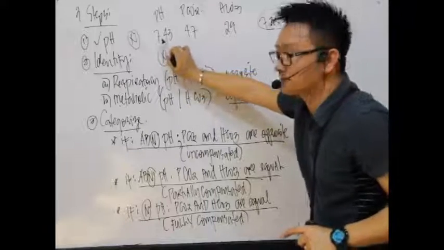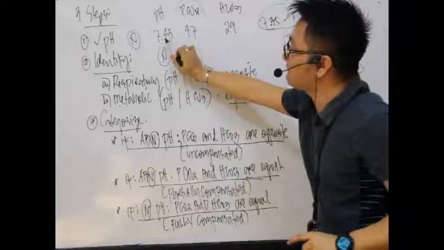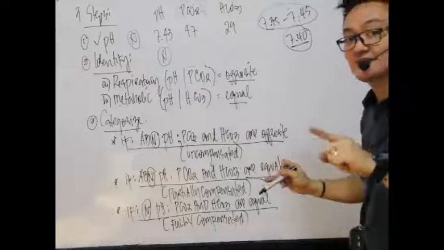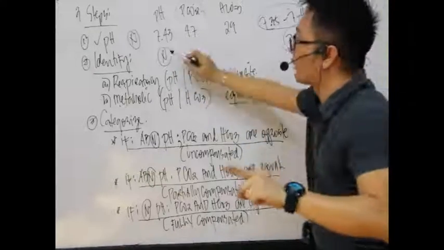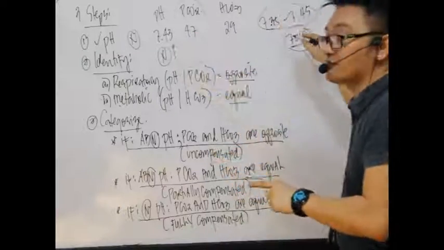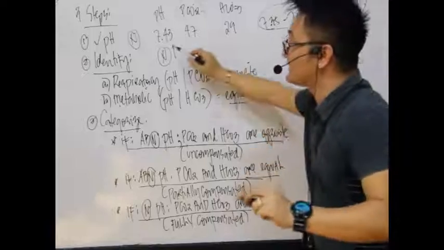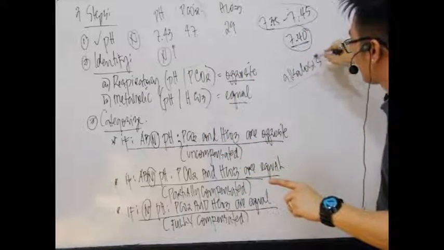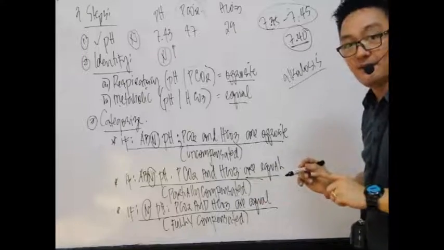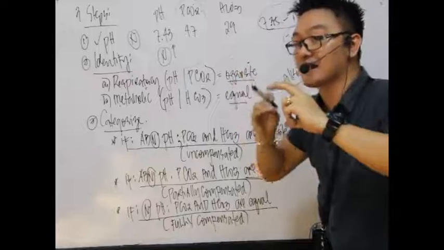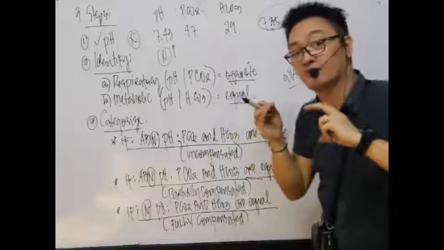The result is 7.43. Is 7.43 higher or lower than 7.40? Answer, higher. Therefore, we know it's normal, but it is higher than 7.40. Remember I said, if it is increased, that is what we call alkalosis. Can you follow? But we know it's normal within the range. It's normal, but it is higher than the mean, which is 7.40.